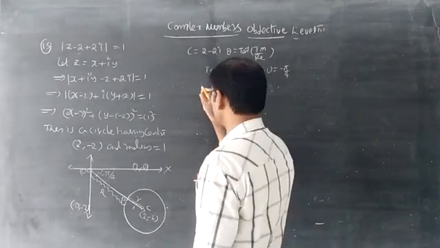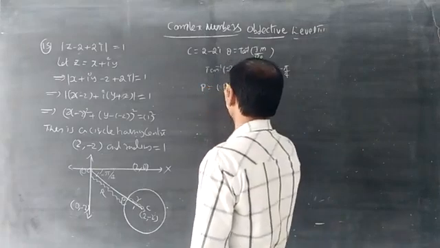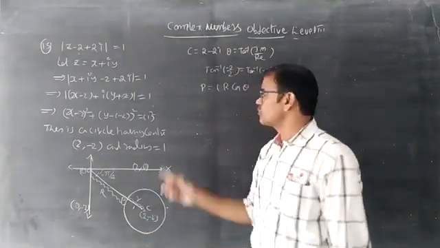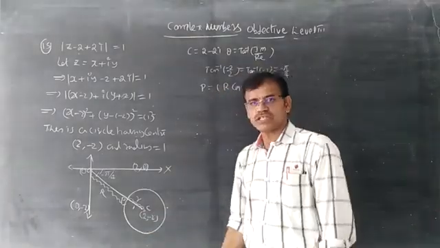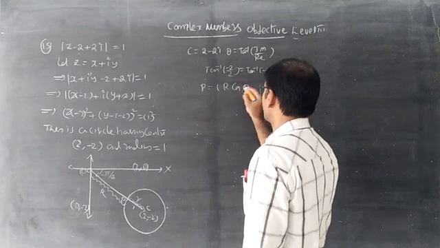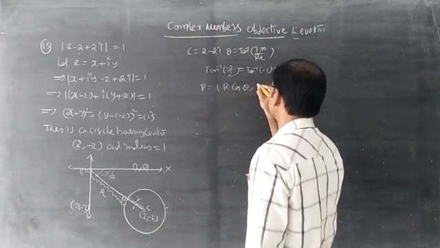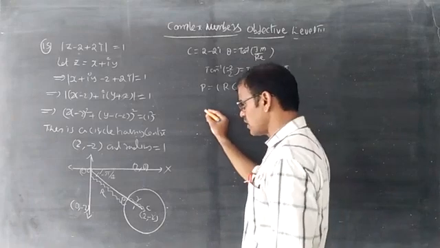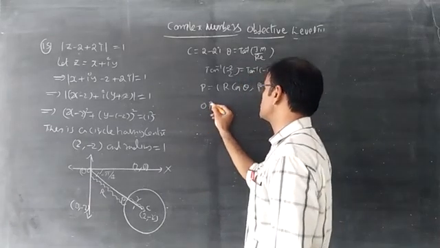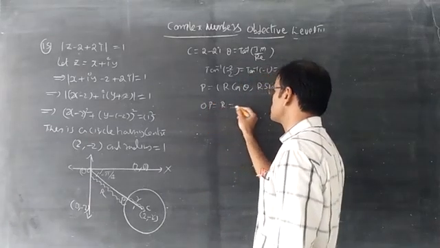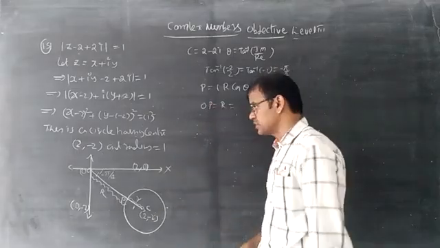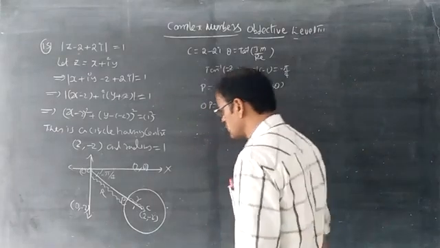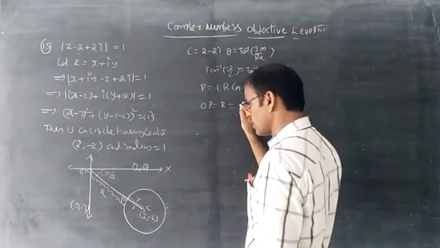Now P is equal to r cos theta comma r sin theta. Small r means radius. If you don't get confused, otherwise change the letter to capital R. What is r here? OP is equal to r, the distance from the origin to the given point. That point should associate with the locus. That is a circle, so OP is equal to r here.